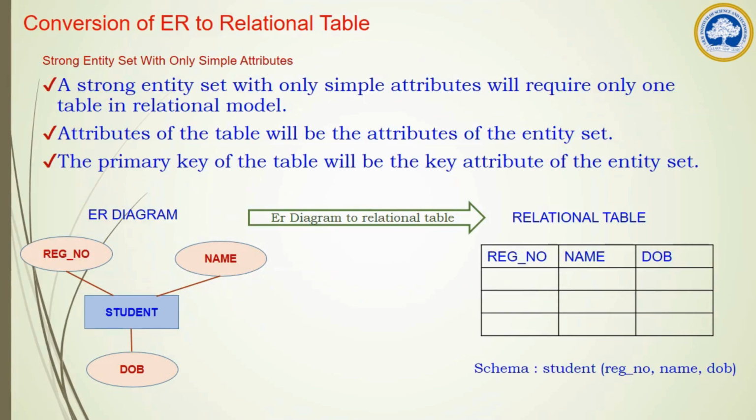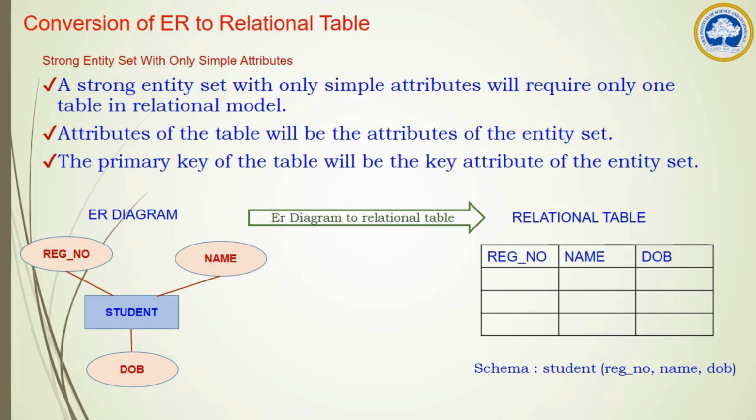To start with, how to convert the ER diagram into a relational table when the strong entity set has only simple attributes. Here, a strong entity set with only simple attributes will require only one table in the relational model, as shown in the diagram. The attributes of the table will be the attributes of the entity set, and the primary key of the table will be the key attribute of the entity set.